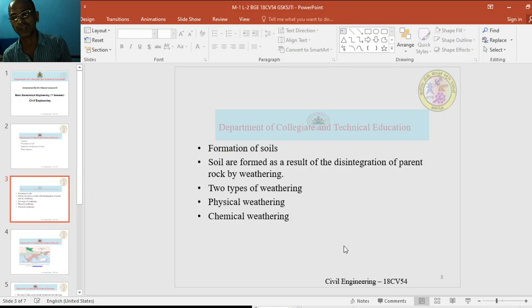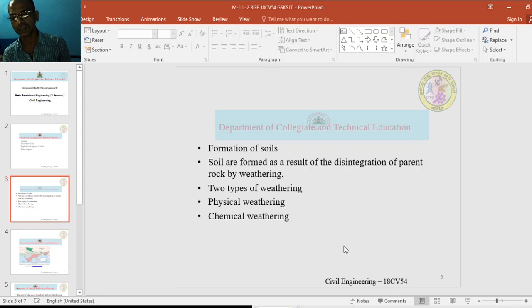Then what is meant by chemical weathering? The chemical reactions which take place on the surface of the rock, which are responsible for formation of the soil, are called chemical weathering. Some of them are oxidation, carbonation and nitrification, which are responsible for formation of the soil by detachment of the top layer of rock from its rock surface.